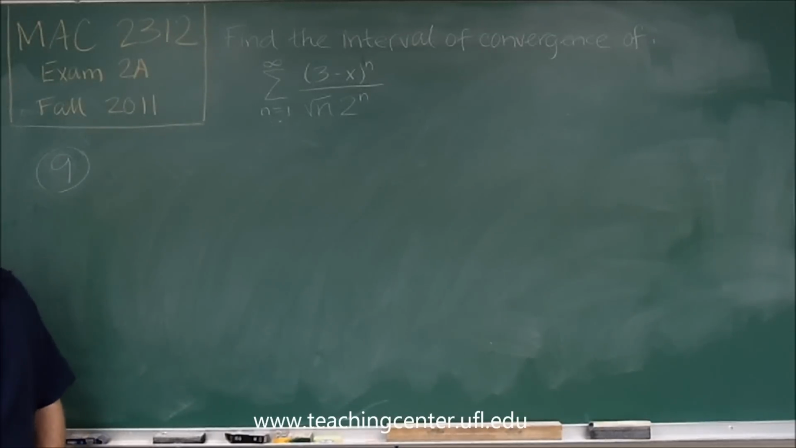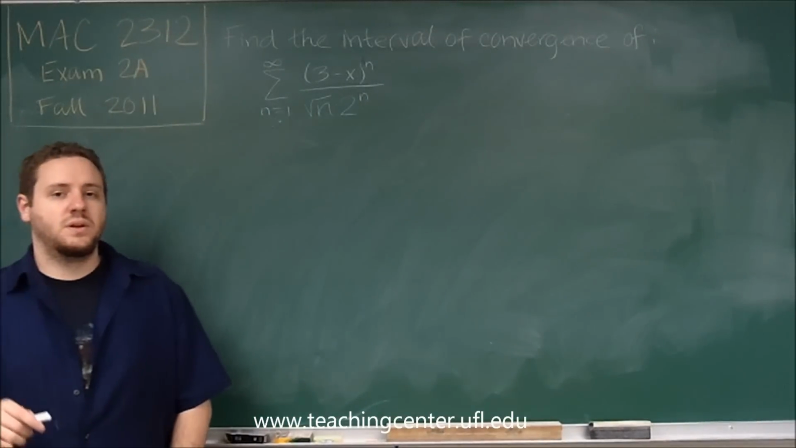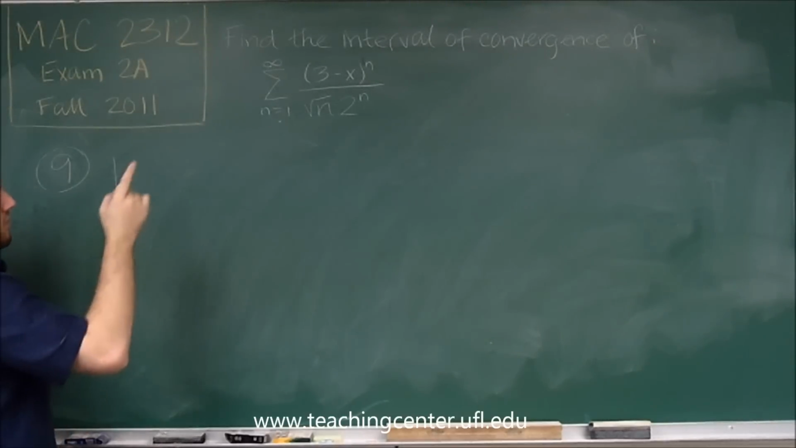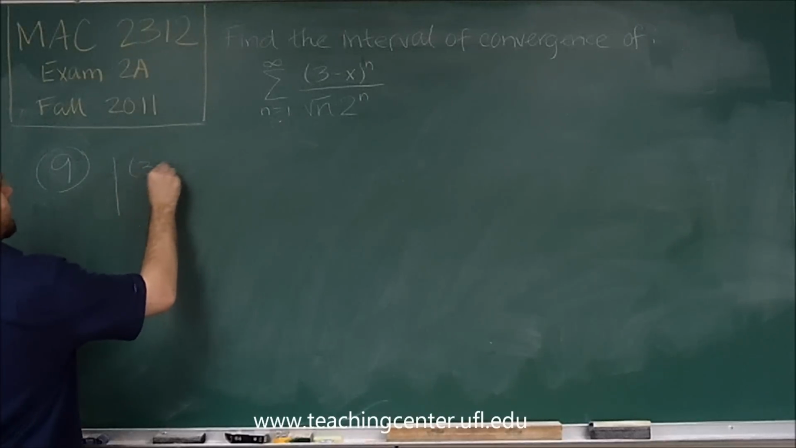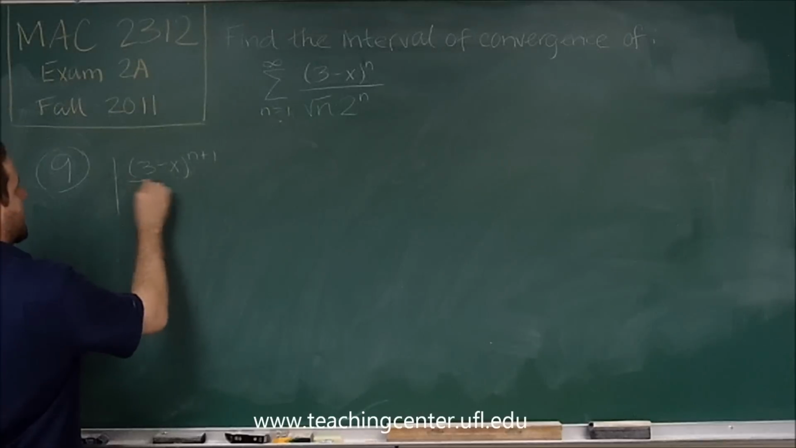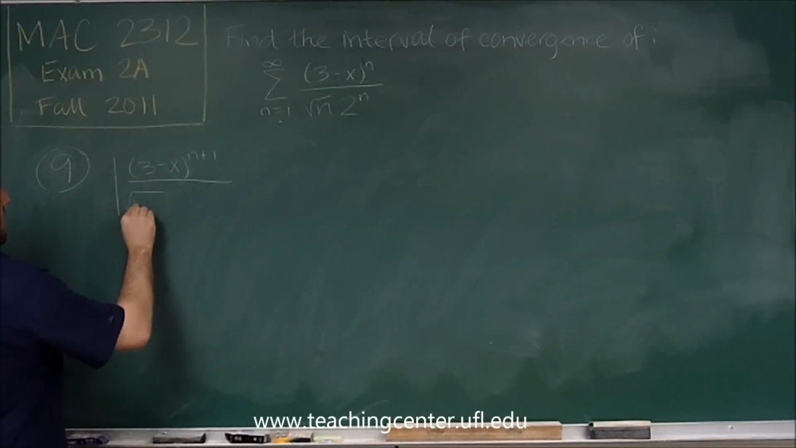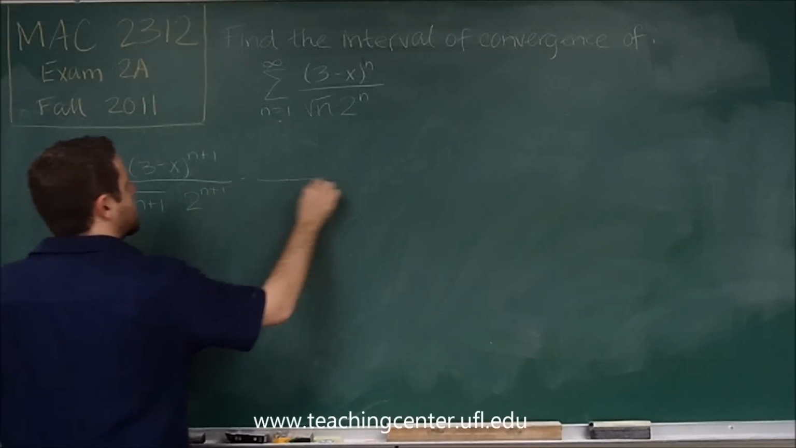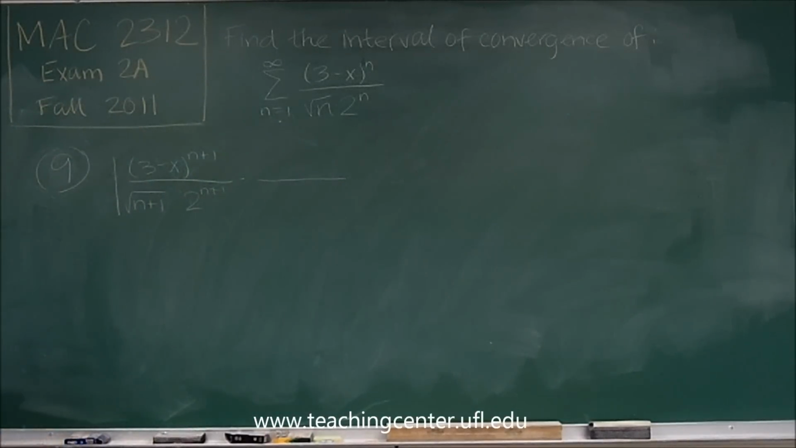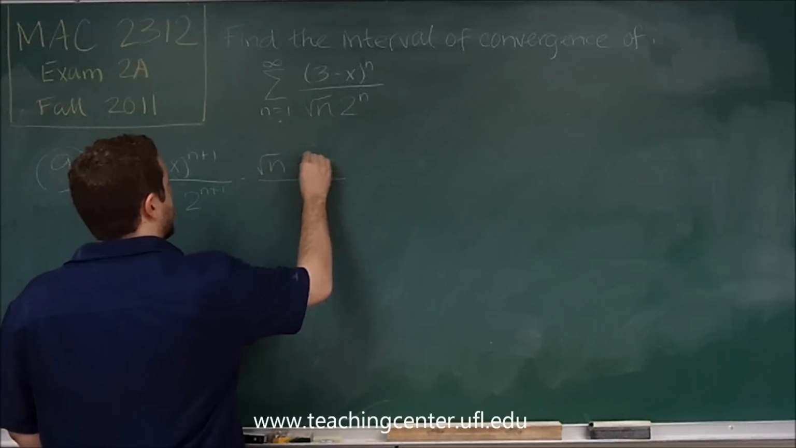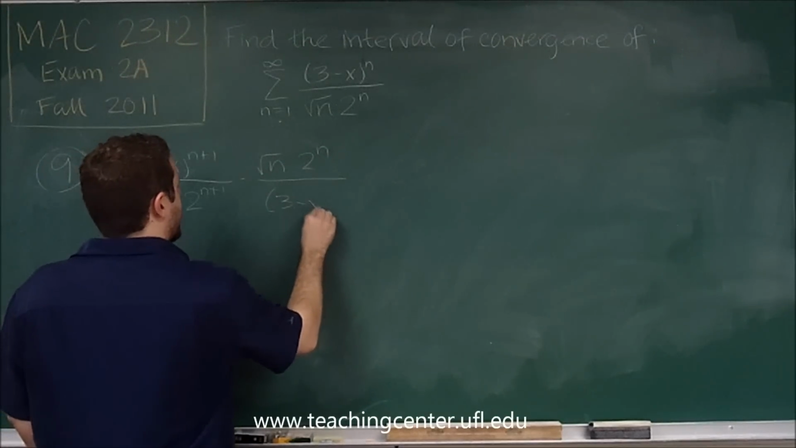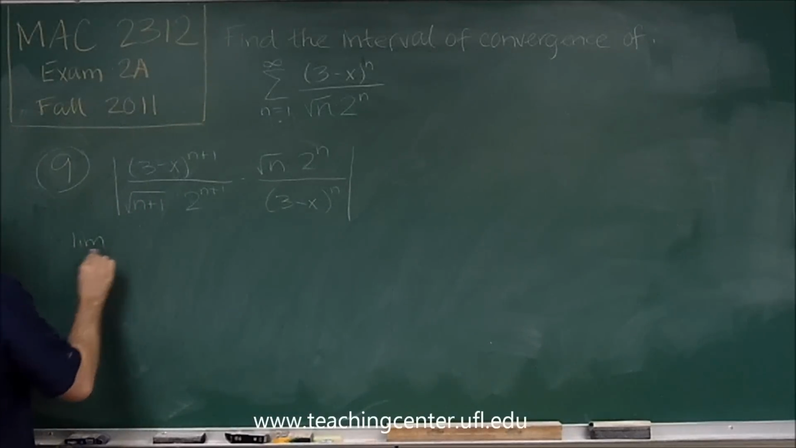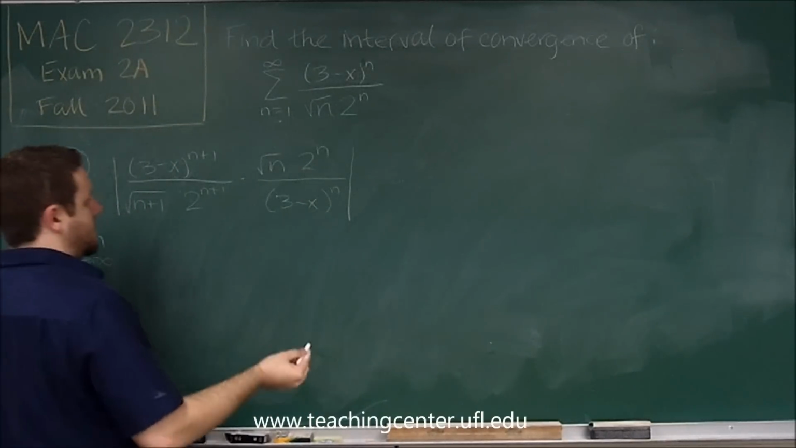Now, using the ratio test, we know if we want it to converge, the ratio test has to give us a result less than 1. So let's try that. So ratio test, we do absolute value of the n plus 1th term. So we have (3 minus x) to the n plus 1 over root n plus 1 times 2 to the n plus 1, times, we're going to do the reciprocal of the nth term. So we have square root of n, 2 to the n, over (3 minus x) to the n. We want, as the limit as n goes to infinity of this, we want this to be less than 1.